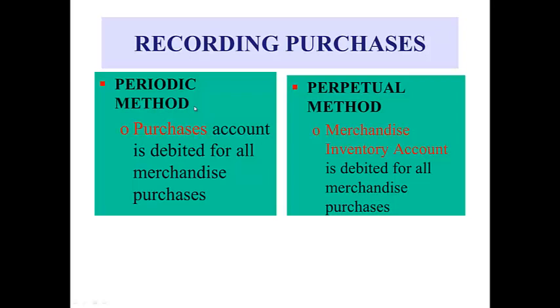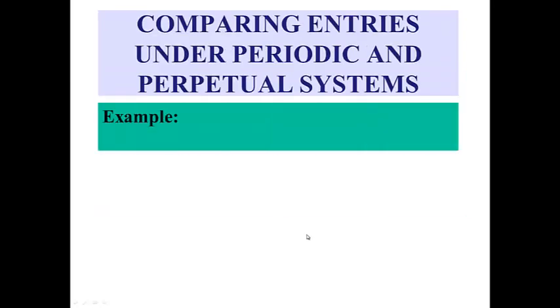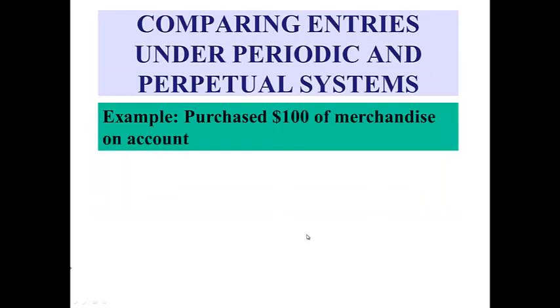So under the periodic method, we only know our true inventory one time, and that's at the end of the year once we count it, because anytime we make a purchase, it goes into the purchases account. With the perpetual method, theoretically, we should know our merchandise inventory balance at any time, because we're always keeping up with our merchandise inventory. So let's look at some examples.